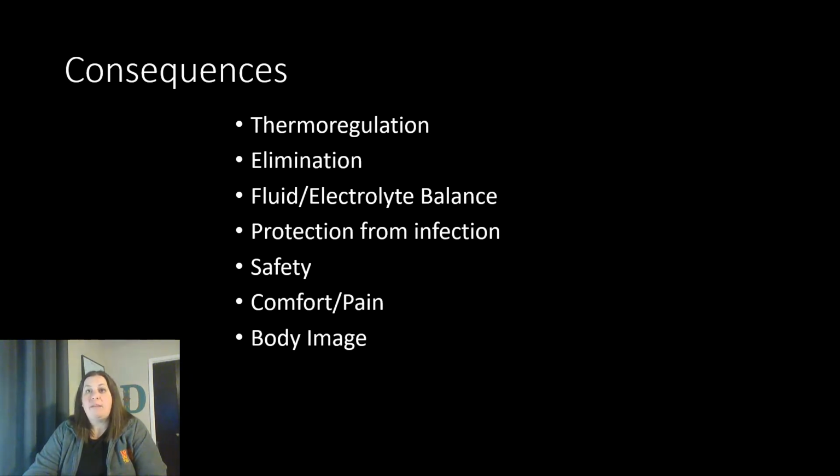And then body image. Sometimes when we have issues with body image, it could be due to the skin having to be replaced with skin grafting, and that skin grafting not looking as normal as the normal skin did. And so it could affect some of that body image idea in their brain, and it could cause them to have some psychological issues with that.